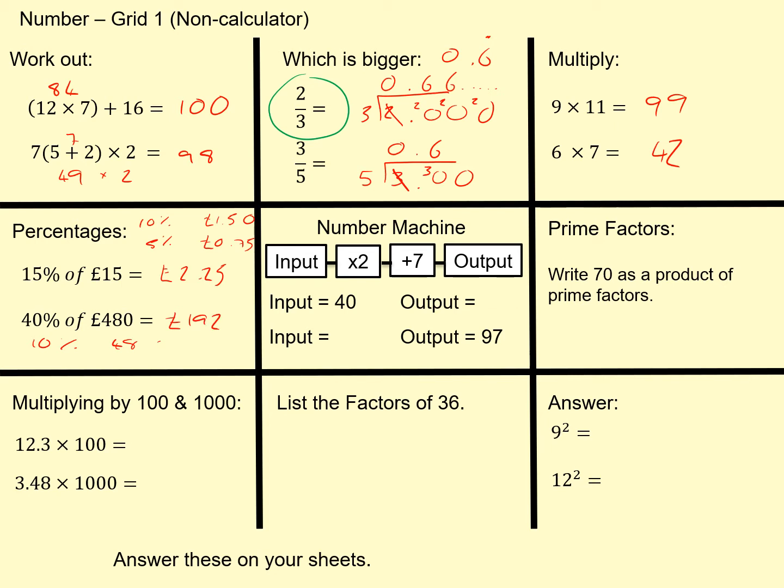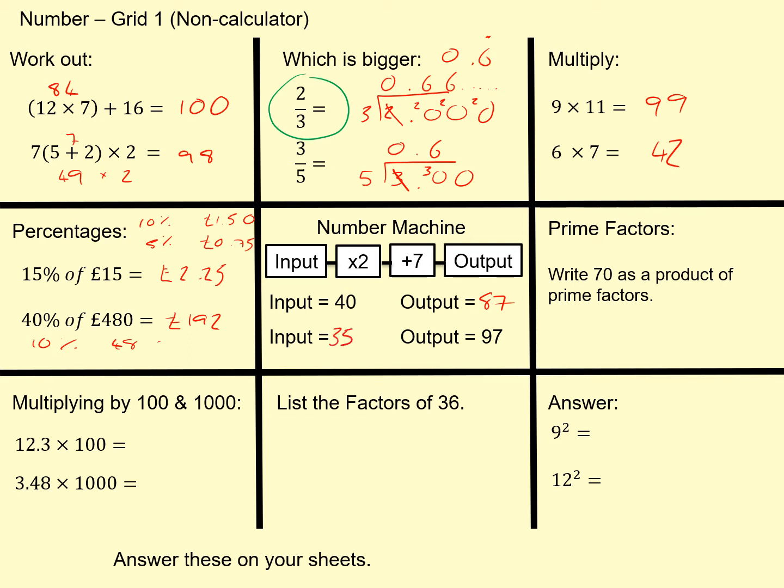Next up, the number machine. So 40 times by the 2 gets us 80. Add on the 7 gets us 87. And then working backwards, we start with the output of 97. We do the opposite. We take the 7 away, leaves us with 90. We then divide it by 2, gets us 35.